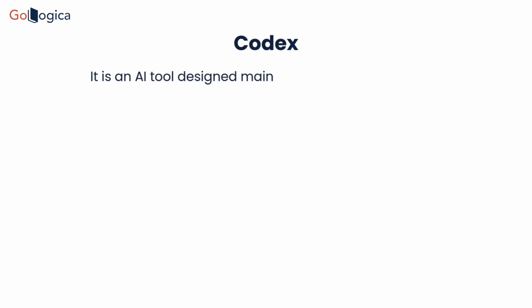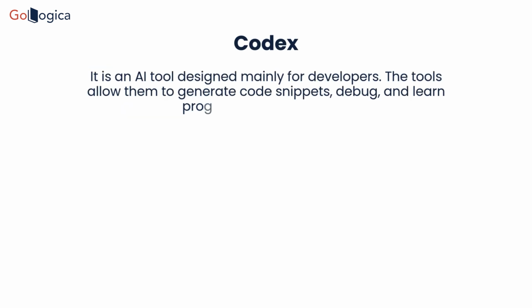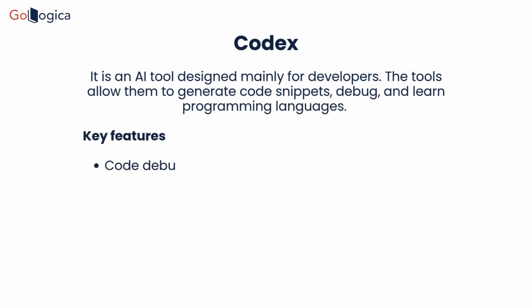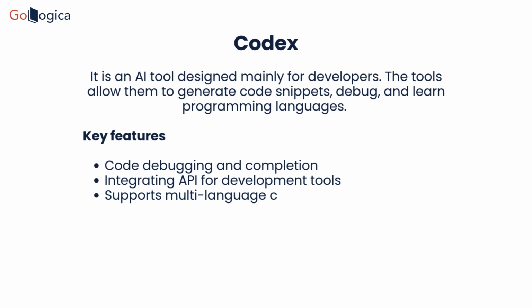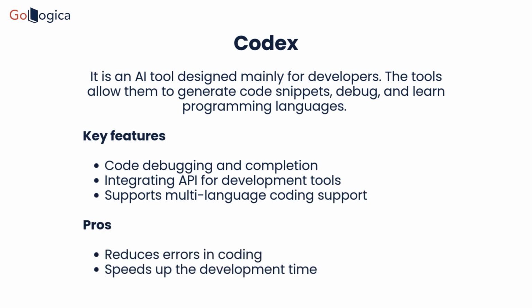Codex: it is an AI tool designed mainly for developers to generate code snippets, debug, and learn programming languages. Key features: code debugging and completion, integrating API for development tools, supports multi language coding support. Pros or advantages: it reduces errors in coding, it speeds up the development time.